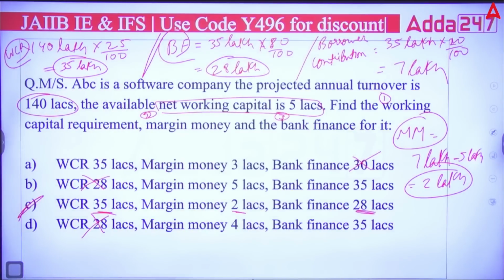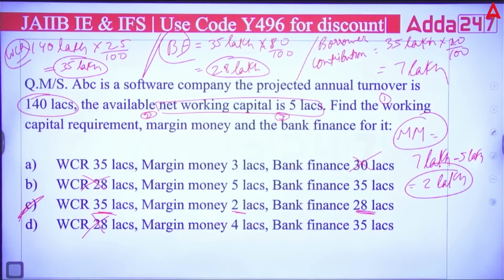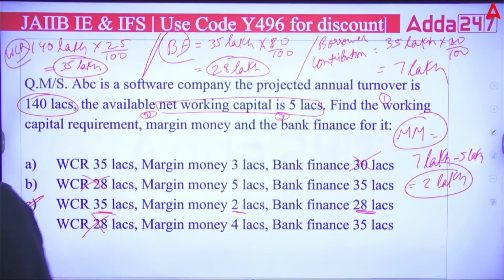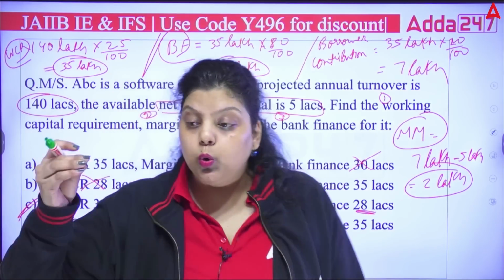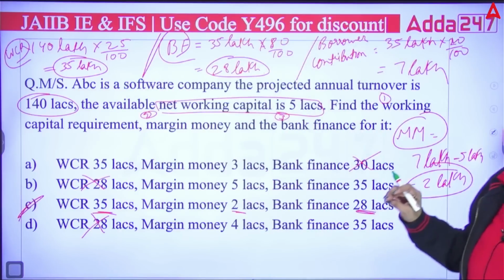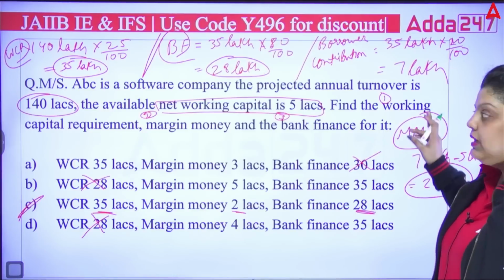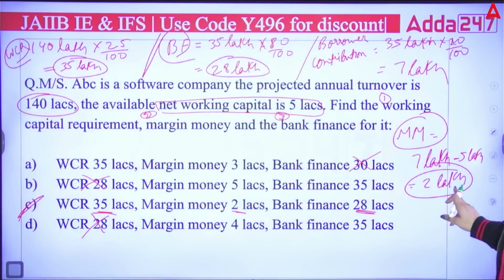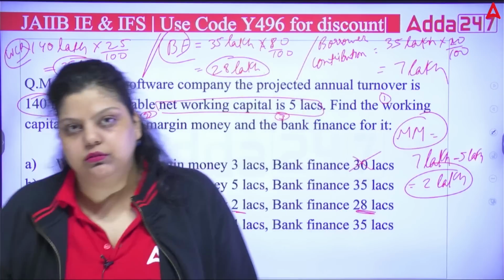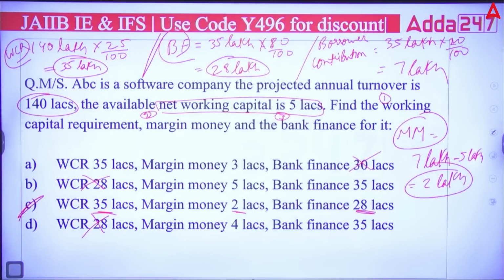So simply, first we calculated the working capital, then we calculated the bank finance. After calculating the bank finance, we got that the borrower has to give 7 lakh and the bank has to give 28 lakh. You can see this covers the 35 lakh, and the already available money is 5 lakh. So who has to pay less? The borrower has to pay less because 5 lakh is already available. So only 2 lakh is the margin money required from the side of the borrower. This is how we can calculate. So the right answer will be option C.